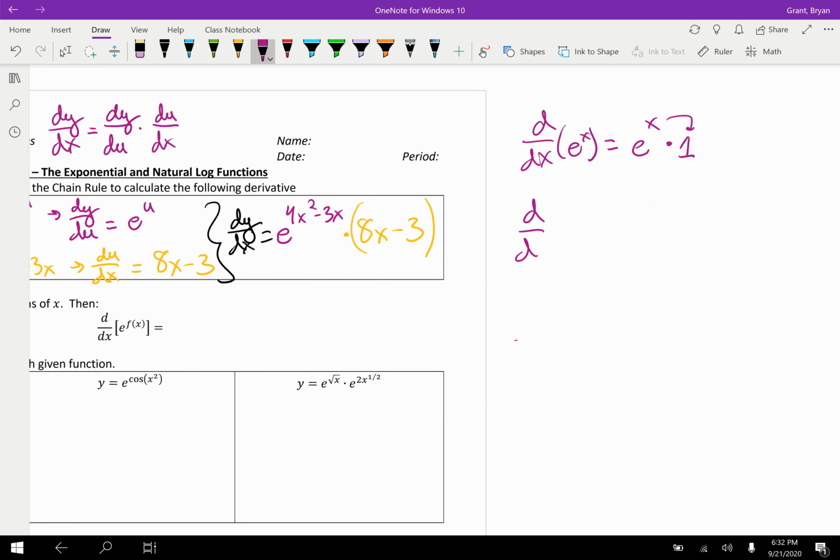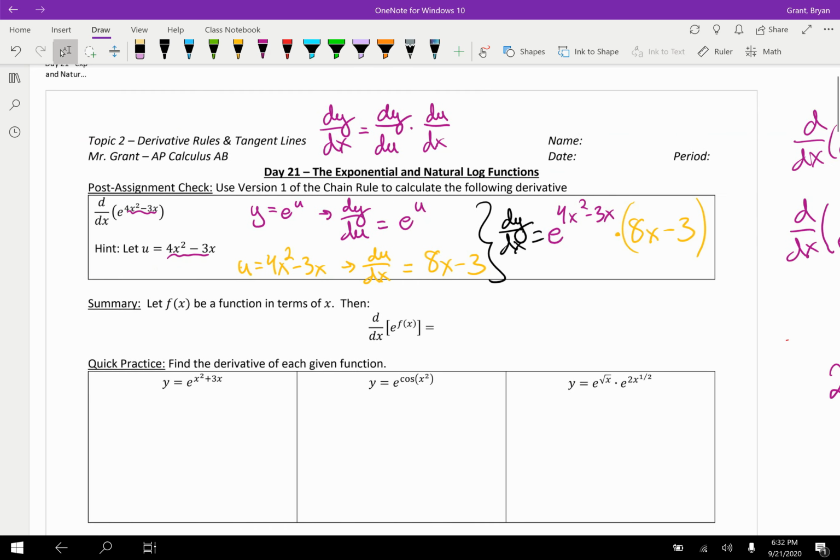The second derivative that we worked with was e to the 2x. And we said the derivative of e to the 2x was 2e to the 2x, keep that in mind, but really what we're doing is it becomes e to the 2x times the derivative of the power, right?